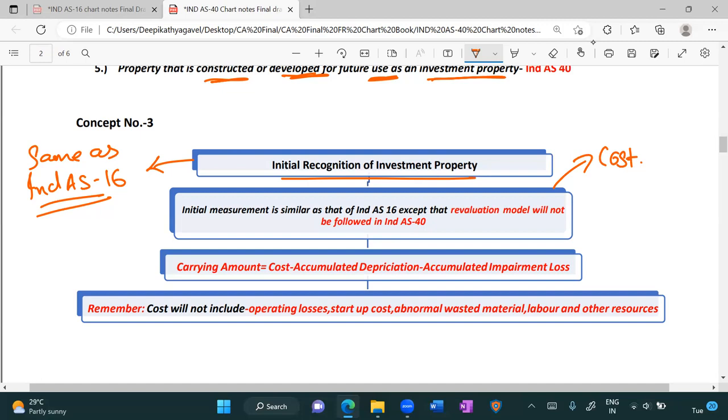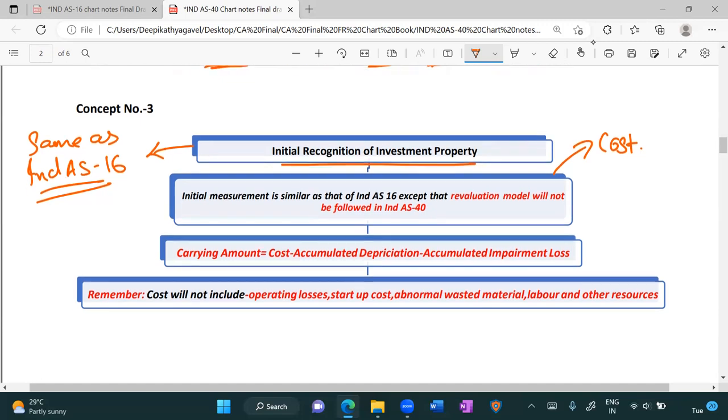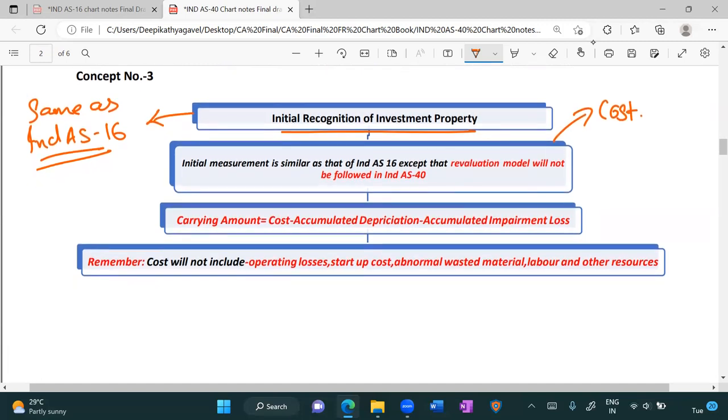Revaluation concept does not exist in IND-AS 40. However, the IFRS, the international standard, gives you the liberty to adopt even the revaluation model. But in IND-AS 40, it only has one model, that is the cost model, for initial recognition as well as subsequent recognition. So initial measurement is similar to that of IND-AS 16, except that the revaluation model does not exist here.